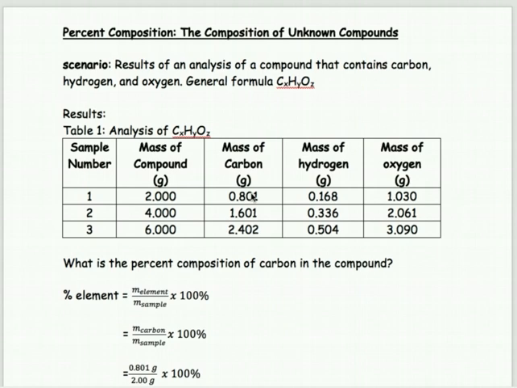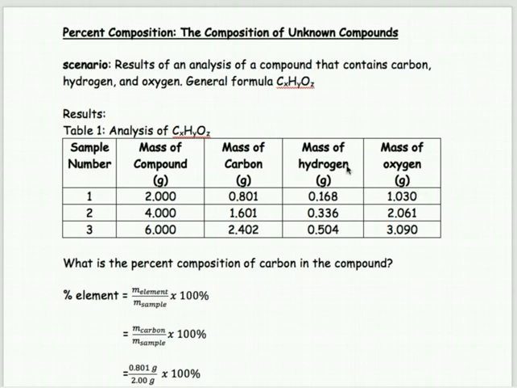So in this example here, we know we have some sort of carbon, hydrogen, oxygen compound. We don't know exactly how much carbon, hydrogen, and oxygen there is in the compound, but we ran it through a mass spectrometer and we found these results. So in the first sample that they put through the machine, they used 2 grams, and the results came back as 0.8 of carbon, 0.16 of hydrogen, and 1.0-ish of oxygen.